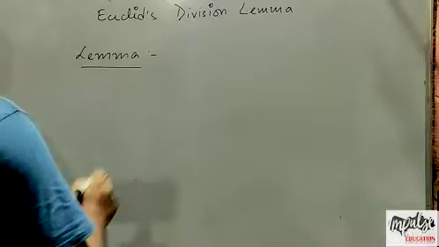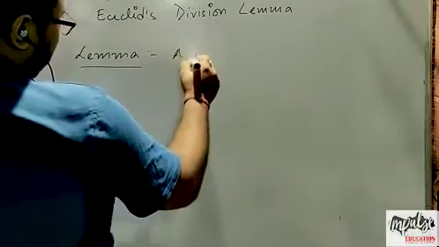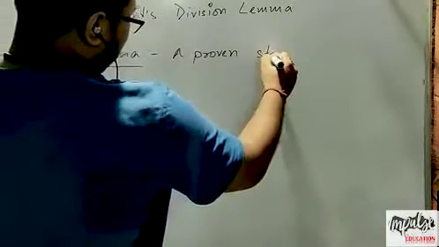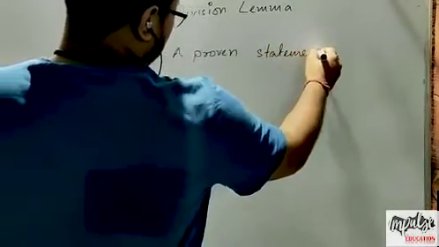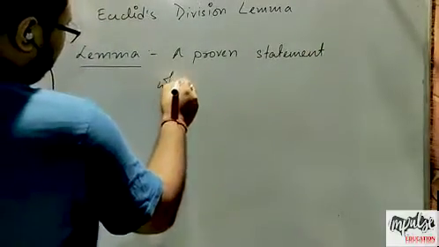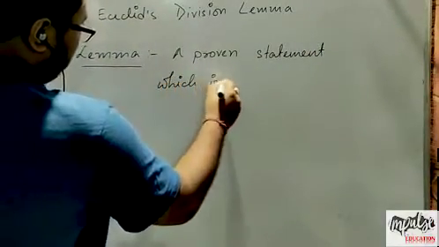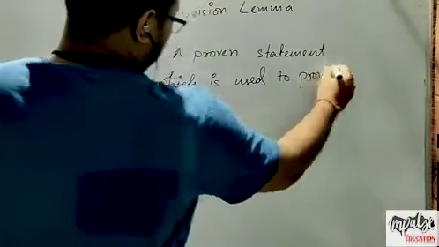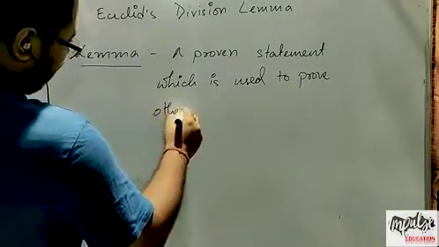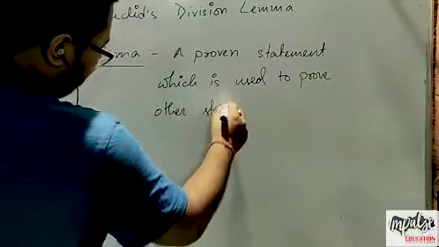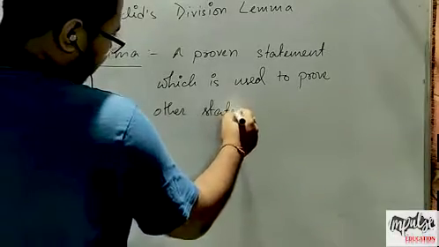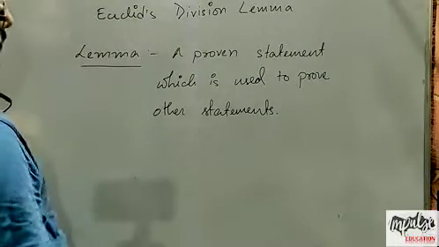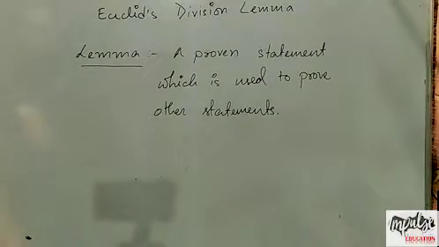You see, a lemma is a proven statement. You may note this down. Lemma is a proven statement which is used to prove other statements. Okay, so a lemma is a proven statement which is used to prove other statements.